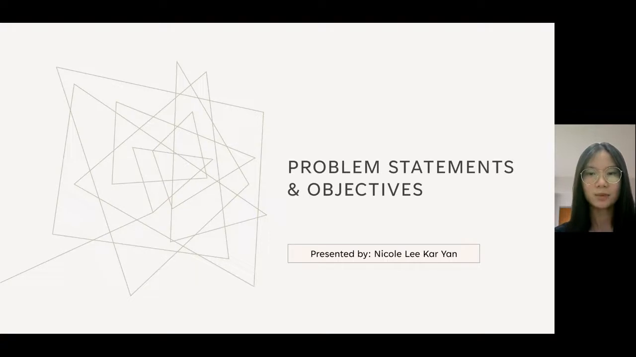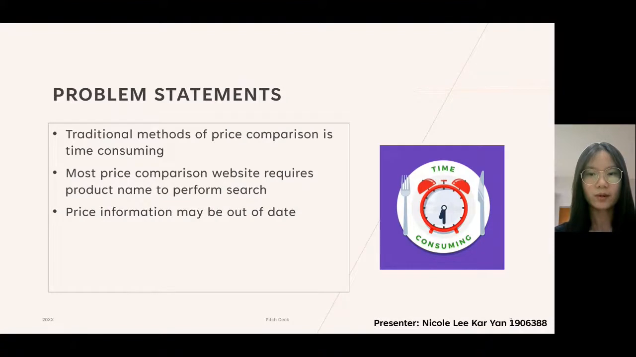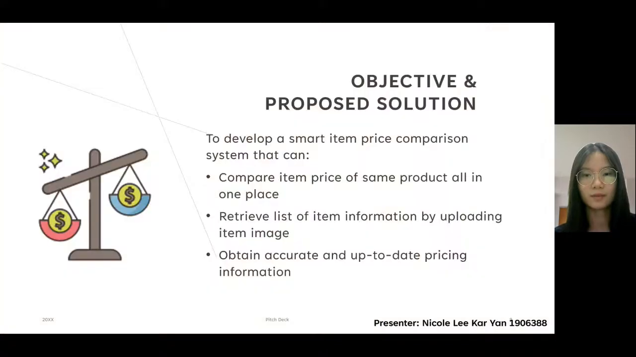Now I would like to present the problem statement and objectives of our proposed system. Nowadays, price comparison is essential before purchasing a product. However, there are a few problems that we have found when trying to perform a price comparison. Firstly, using the traditional methods to perform price comparison is very time consuming. Next, most price comparison websites require users to type the product name in order to perform a search, but the user may not know the product name. Lastly, the information provided by the price comparison website may be outdated as the website may not be updated frequently.